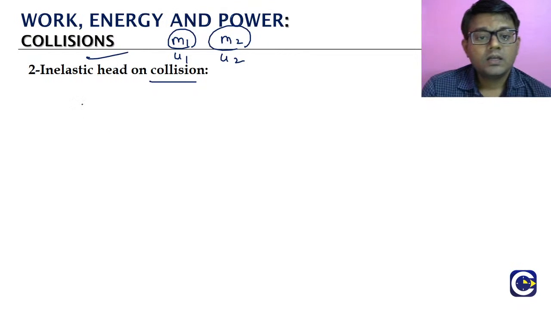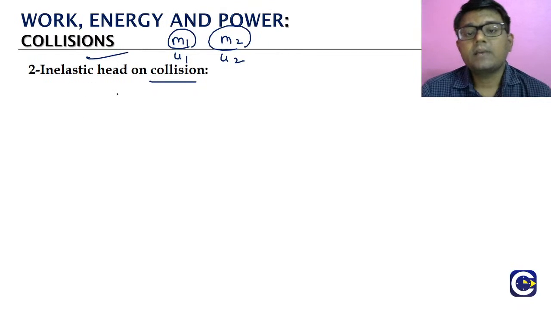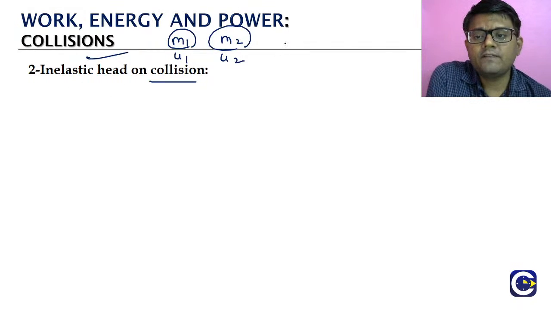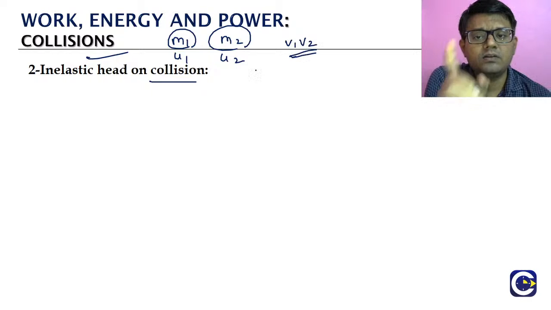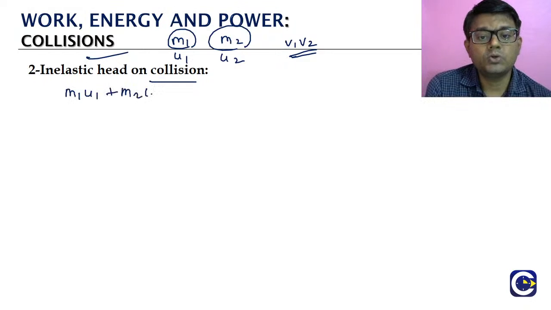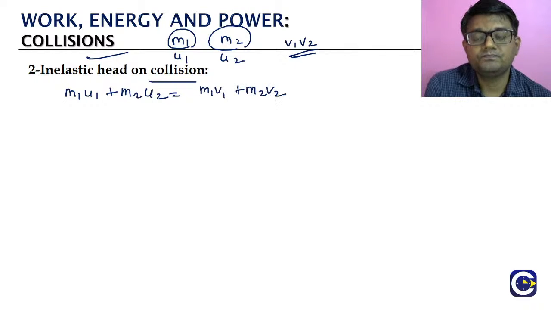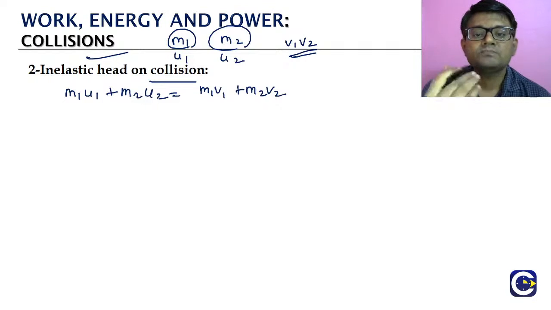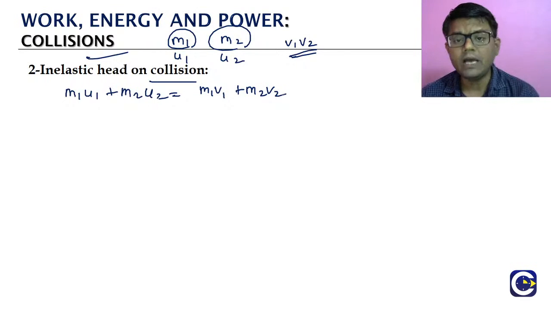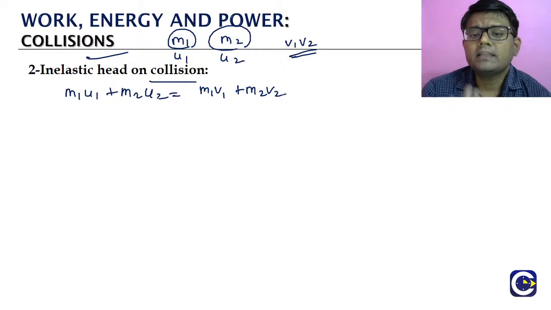Now, we apply the conservation of momentum, because that can be applied for any type of collision. If v1 and v2 are the final velocities of the respective masses, what will be the law of conservation of momentum? m1 u1 plus m2 u2 will be equal to m1 v1 plus m2 v2. So this can be used for any type of collision, so it can be used for the inelastic type of collision also.